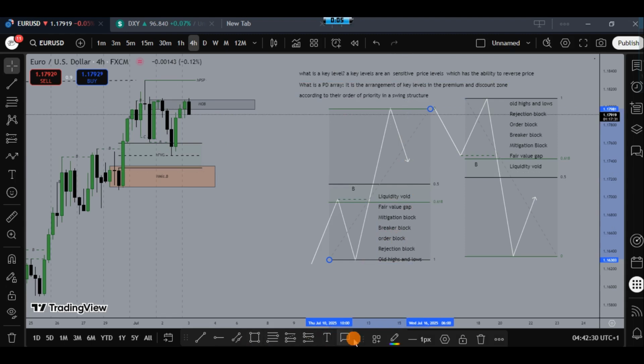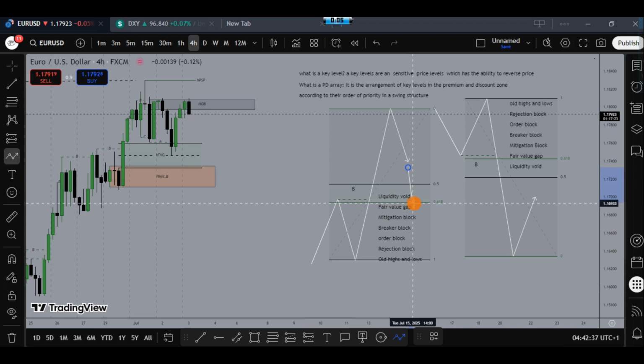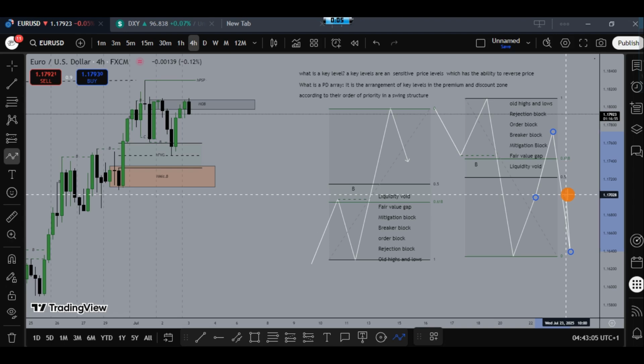So when price trades into this discount zone, you'll be looking to either buy from the liquidity void, fair value gap, mitigation block, breaker block, because price is already cheap in the discount zone. Okay. Likewise, the sell model. When price gets into the premium zone, you'll be looking to sell from the liquidity void, fair value gap, mitigation block, breaker block, because price is already expensive. So you can choose to sell from any of these, depending on the one that is available.